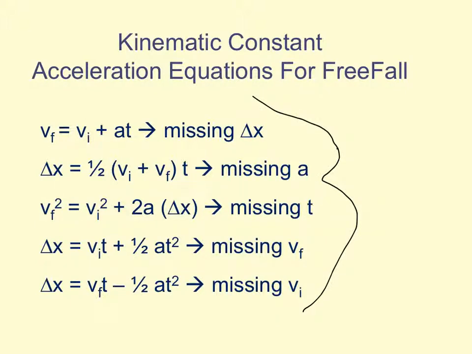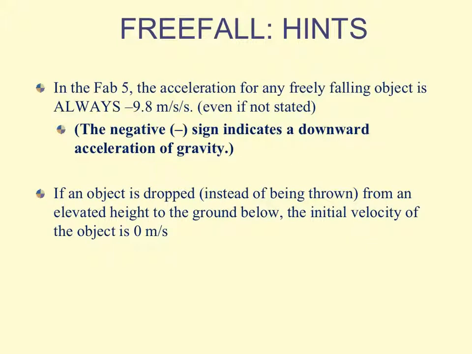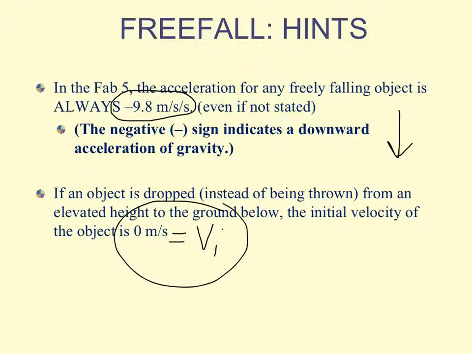So as long as you look for your variables, what you have and what you're looking for, pick the best Fab 5 equation to make it work. There are some helpful hints when we're doing free fall. First of all, we always assume that gravity on Earth is negative 9.8 meters per second squared, the negative saying that we're going downwards. But don't forget that if an object is dropped from an elevated height, we can assume that the initial velocity of that object is 0 meters per second. And that's because you were holding it in your hand. It wasn't moving until you let it go.